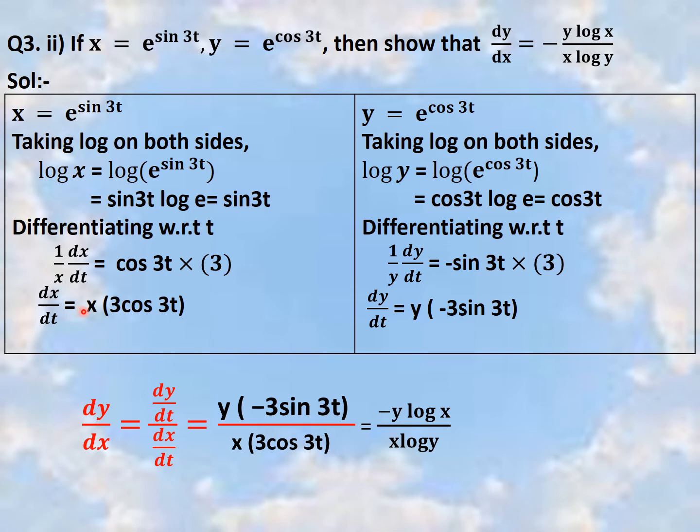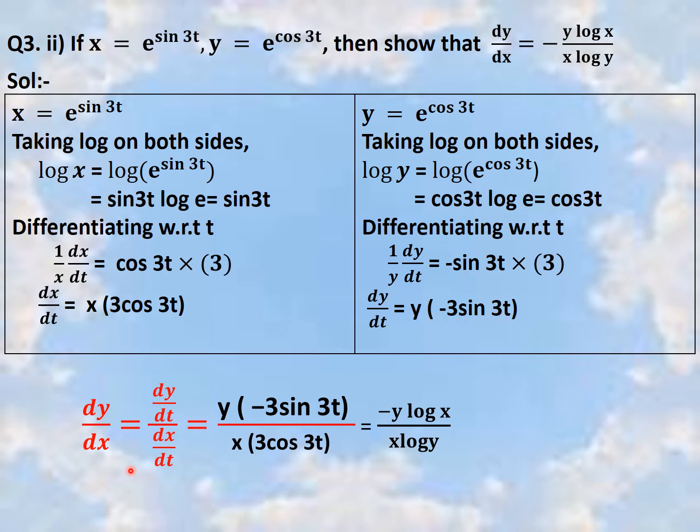And we are not substituting the value of x here because we need the answer in terms of x and y. Now y is equal to e raised to cos 3t. Taking logarithm on both sides, log y is equal to log of e raised to cos 3t. And again by law of logarithm, cos 3t into log e, which is 1, so cos 3t. Differentiate with respect to t, then it will be 1 by y dy by dt is equal to minus sin 3t into 3. So dy by dt, take this y to the RHS, then y into minus 3 sin 3t.